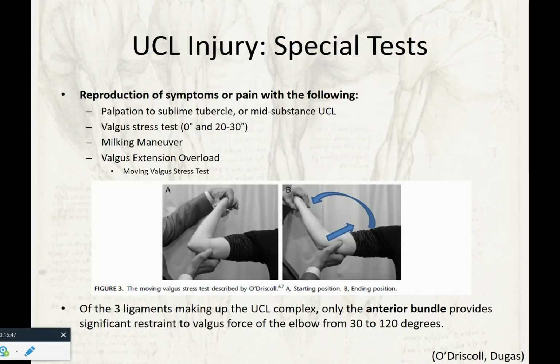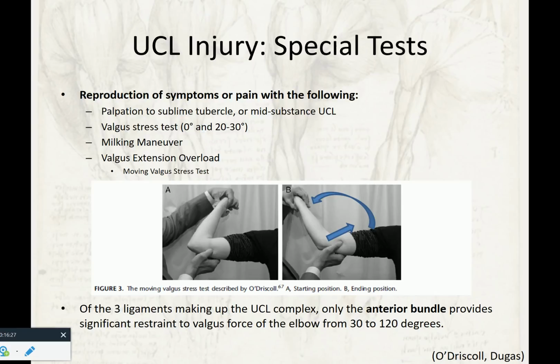We will go more into special tests in a later slide, but special tests include the following: palpation to the sublime tubercle or the mid-substance ulnar collateral ligament, valgus stress test, which you guys should know, at 0 degrees and between 20 and 30 degrees. We'll also go over the milking maneuver and the valgus extension overload test, aka the moving valgus stress test, which you see in the picture below, which was first described by O'Driscoll. It's essentially a shear test to the elbow.